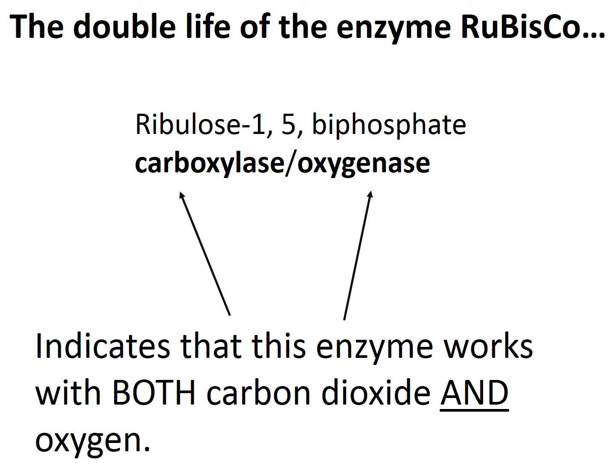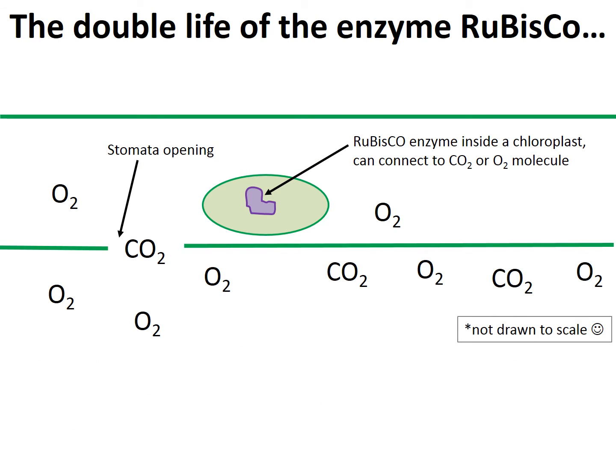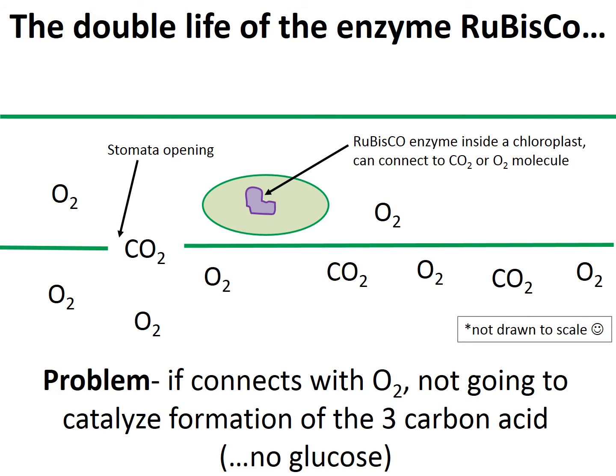We don't need oxygen. We're looking at this here from the perspective of a leaf cross-section, and the green oval is representing a chloroplast, and the purple structure in the middle is representing a Rubisco enzyme, obviously not drawn to scale. That Rubisco enzyme has the ability to connect with oxygen or CO2 that is present in the internal structure of that plant. This is a problem because if it connects with the oxygen, it is not going to catalyze the formation of that 3-carbon acid, and then ultimately you're not going to get any glucose.